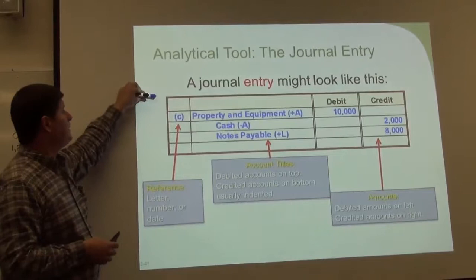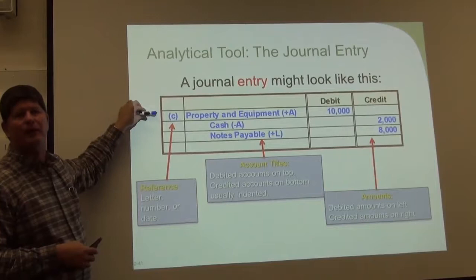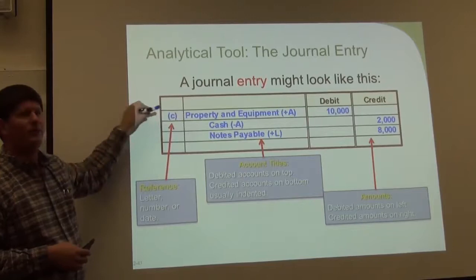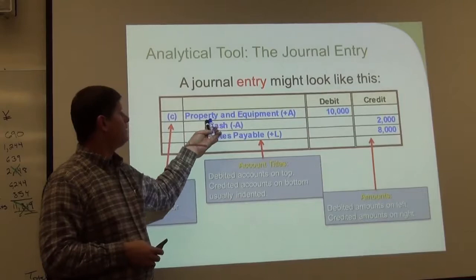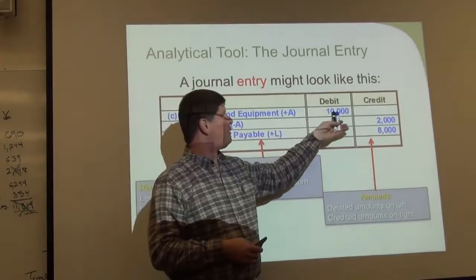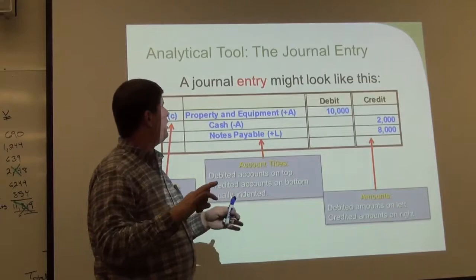There's going to be a date out here, though. Remember I said they're in chronological order? So you would put February 1. Here's what happened. The next one, February 2, here's what happened. And you end up with here's your account that's affected, here's the other account that's affected, here's how much, and which direction. So we can sit here and I can walk through this. I can look at this and kind of tell you what's going on.